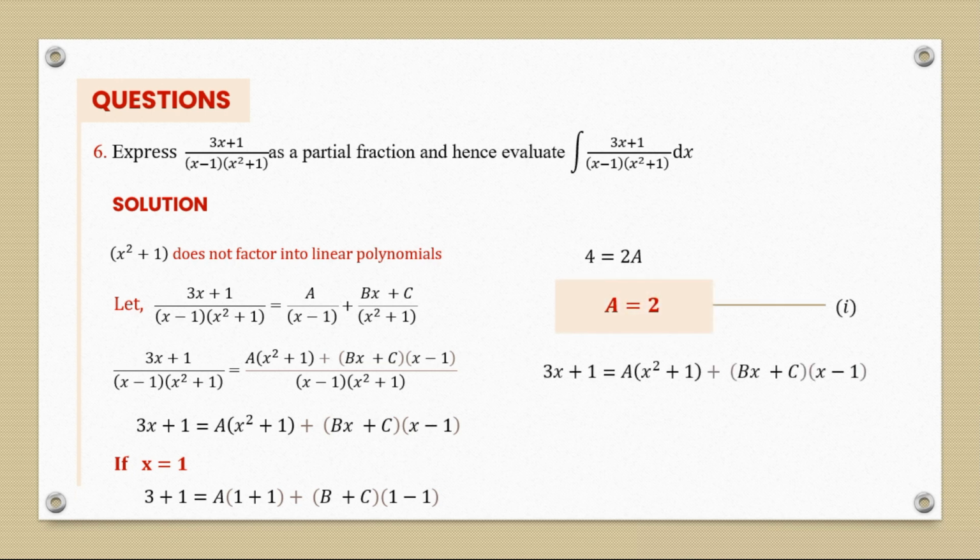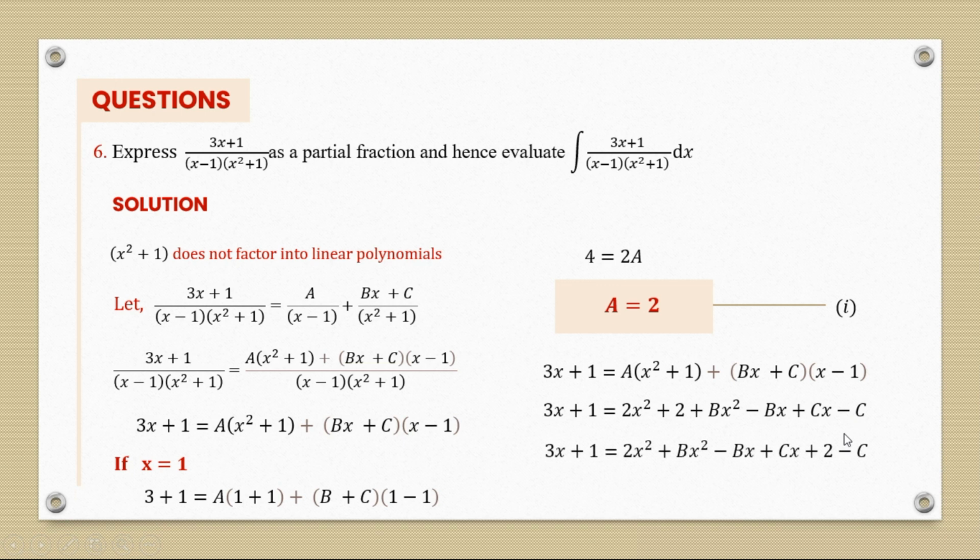Alright, so now that we know that, we get this equation right here, and then we're going to work on it and just compare coefficients. So we know that a is 2, so we're going to substitute that in there. So 2 into this, we'll have 2x squared plus 2. Then we multiply these two brackets, we have bx squared minus bx plus cx minus c. So now we're going to group the values that have the same powers of x. And then this is what the group will actually look like.